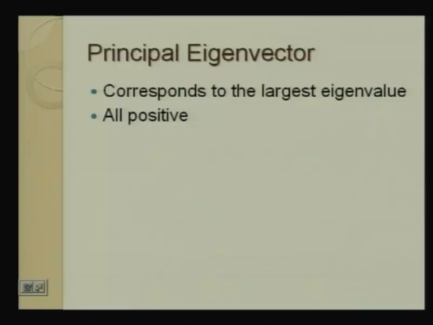Now the principal eigenvector is all positive. That's by the Perron-Frobenius theorem. So all the entries on the principal eigenvector component are positive, or all are negative, meaning essentially all of them are of the same sign.